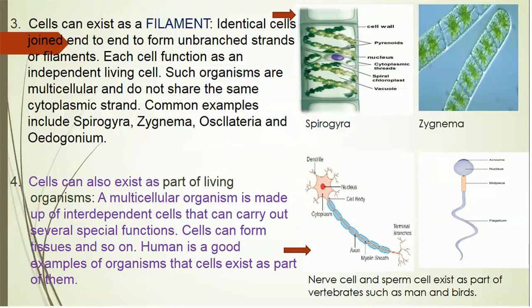Number 4. Cells can also exist as part of living organisms. A multicellular organism is made up of interdependent cells that can carry out several special functions. Cells can form tissue and so on. Human is a good example of an organism in which cells exist as part of them. So, here we have the nerve cell and the sperm cell. These are cells which are found in organisms like man and in birds.